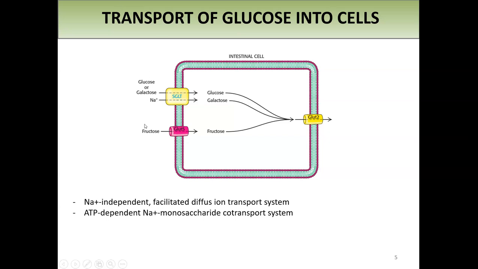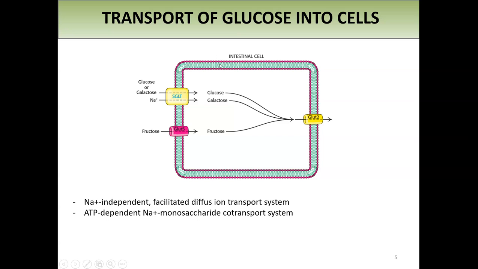So here you see that SGLT is capable of passing glucose or galactose into the intestinal cells. So the movement of glucose or galactose via this transporter is dependent on the presence of the sodium. Okay, so this is a co-transport system, and the gradient of the sodium facilitates the transport of the glucose or galactose. How does the gradient of the sodium occur here?